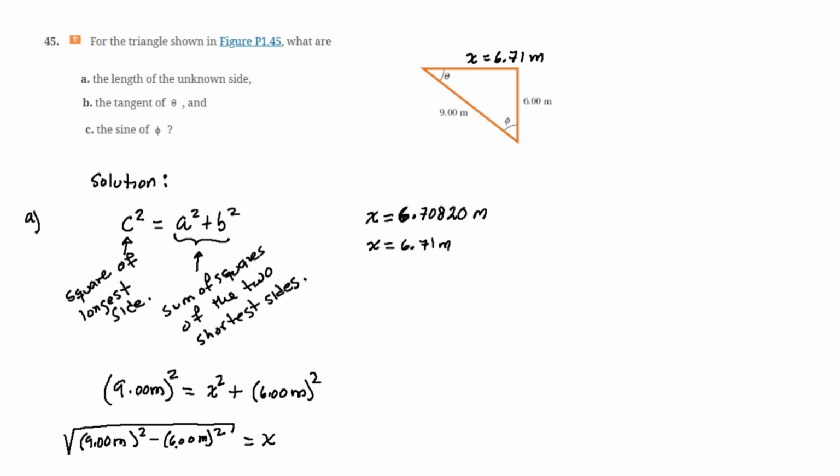Now, let's look at the other two questions. Once we know the unknown side, they ask you to find the tangent of theta. Tangent of theta. What angle is theta? This is theta. This angle over here is theta, right?